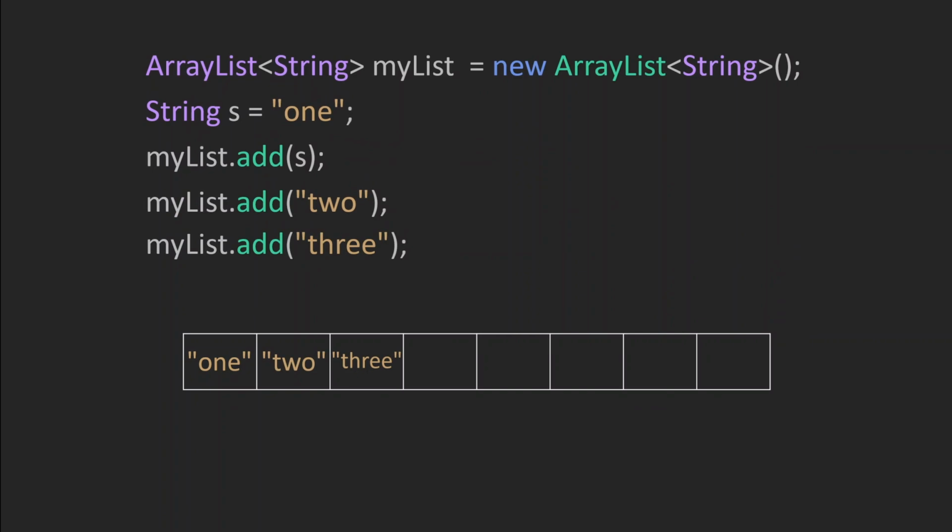And then how do I access something in the list? I use the get method, like this. It will give me the object at the specified index. Here I request index 0, so I get back the string object with the value 1.